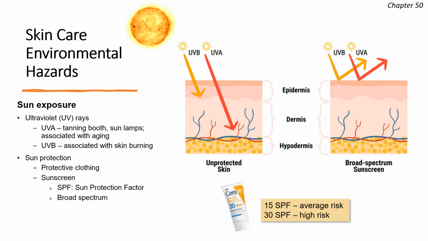All right, so the number one enemy to our skin is the sun. So these UV rays, these ultraviolet rays, can cause damage to our skin. It can cause premature aging, and it can burn our skin. So we want to educate patients to wear protective clothing like a big hat, long sleeves, glasses, and to wear sunscreens. So if you're at average risk, you should be wearing at least 15 SPF, which is sun protection factor, and 30 SPF or higher if you're high risk. And then it should be broad spectrum so that it covers all of the different types of UV lights.